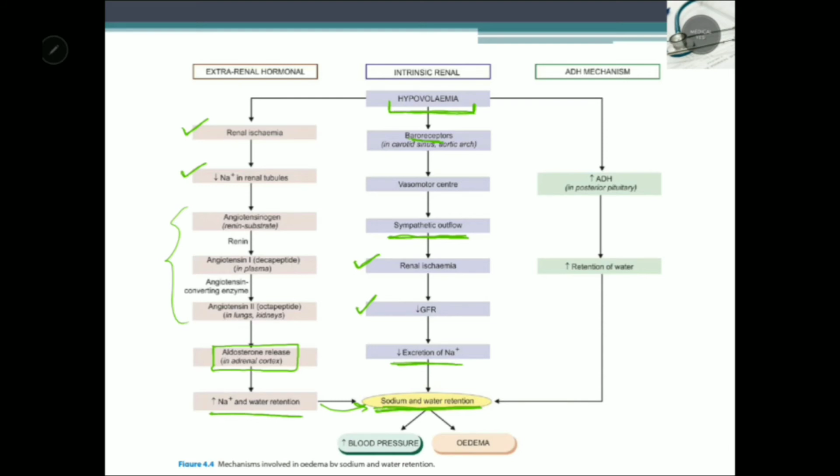Also, when there is hypovolemia, it is going to lead to increased secretion of ADH from the posterior pituitary. ADH is the anti-diuretic hormone, so it is going to promote the retention of water. All of these conditions are going to lead to excessive retention of sodium and water in our body, which is going to lead to edema. So that is how edema occurs, due to excessive salt and water retention in our body.